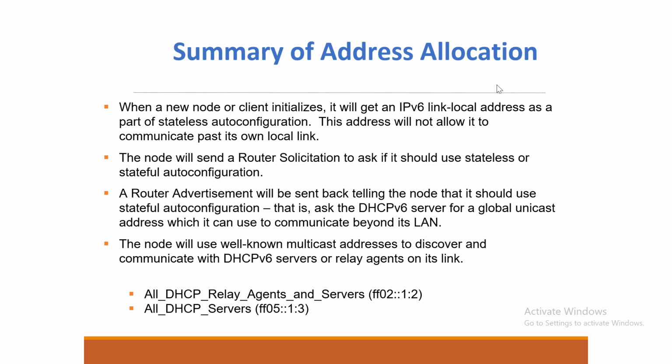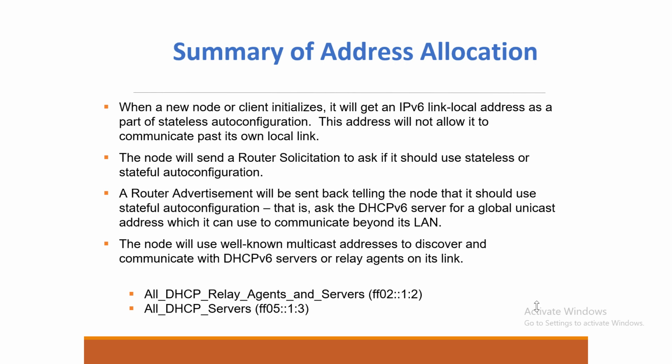So if we're seeing FF02, what's the scope? What you're seeing is anybody on my link. If there's anybody on my local link that I can talk to, link local, who says I'm a DHCP relay or server, then please talk to me. Let me know what we should do. If there's not, well then let me go to a different scope.